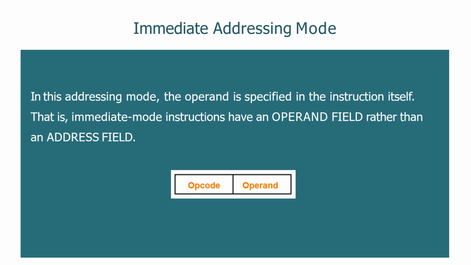Immediate addressing mode. In this addressing mode, the operand is specified in the instruction itself. That is, immediate mode instruction have an operand field rather than the address field. So in this, whatever the operation has to be done is specified by the opcode, and the operand gives the value on which the operation has to be done. We do not have to go anywhere else. The value is within the instruction.